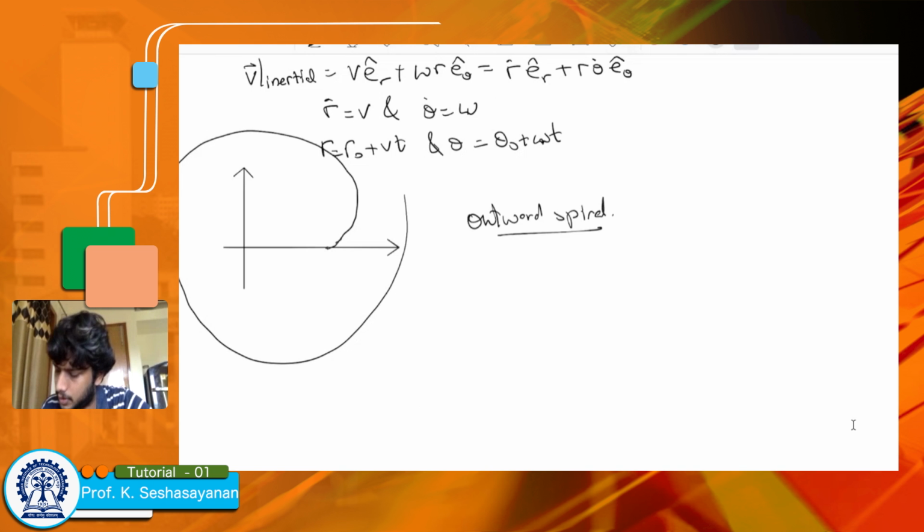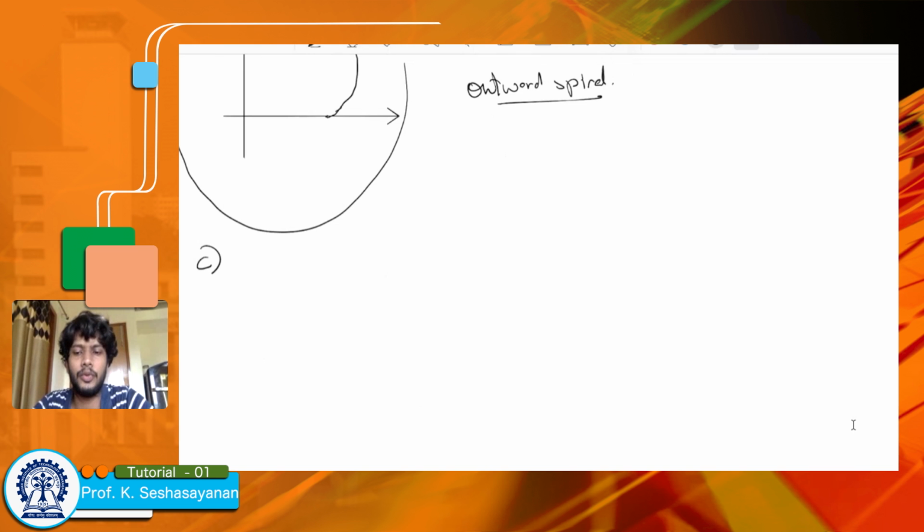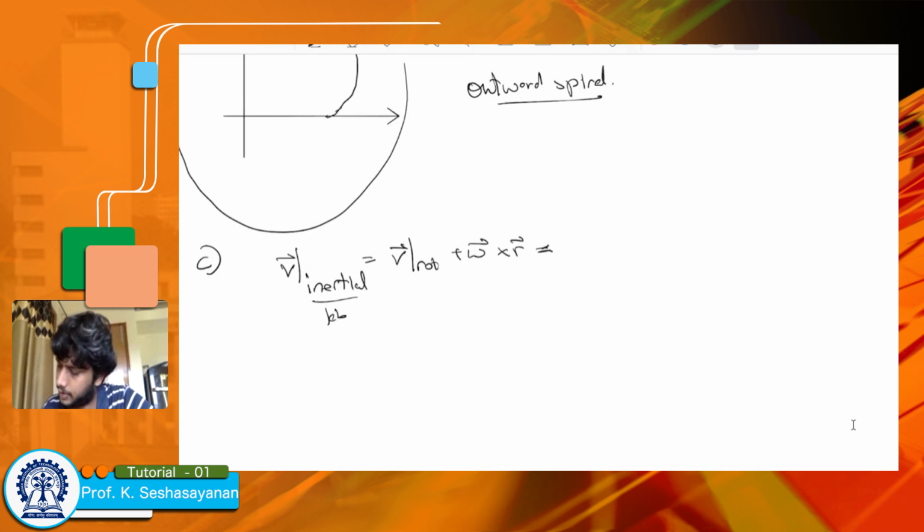So now we'll quickly go to part C. Now the ant is moving vertically downwards. So we'll write V lab, or V inertial actually, or inertial frame, some people also call it the lab frame, as V in the rotating frame plus omega cross R. And now V rotating is in the minus direction, so it's going vertically downward, so it's minus V EZ hat plus R omega E theta hat.